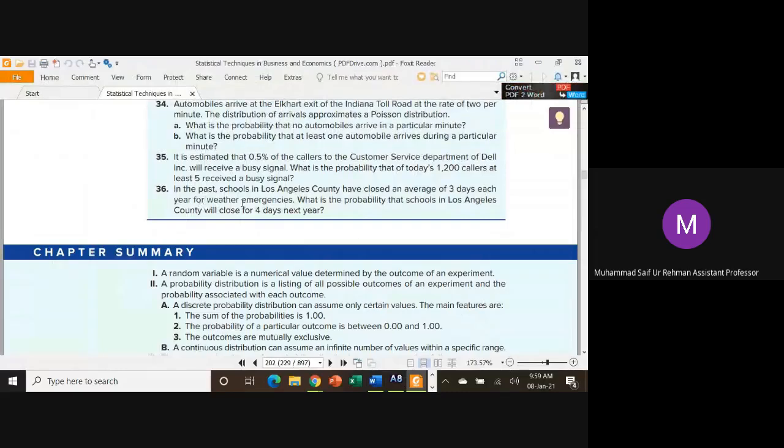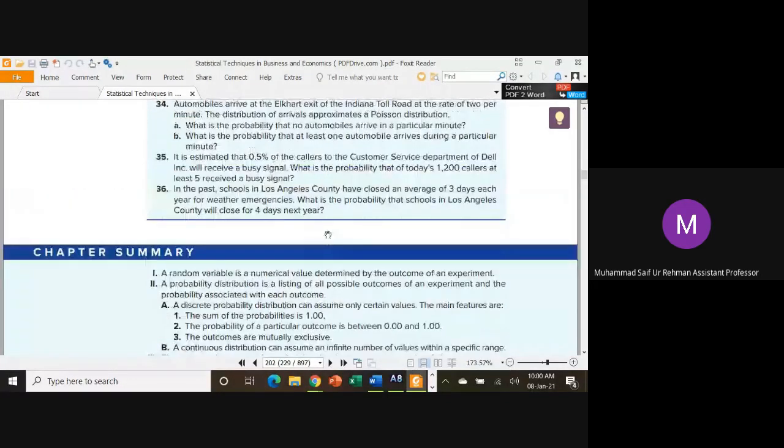In the past, schools in Los Angeles County have closed on average for 3 days each year. On average, so 3 is given. So what is this 3? This is mu. What is the probability that schools in Los Angeles County will close for 4 days next year? It means probability of x is equal to 4 is required. Mu is given, that is 3. So you will simply substitute the values in the formula to have the answer. Is it clear? Yes, sir. So you can find it out.